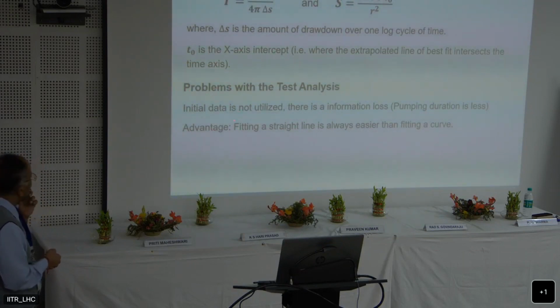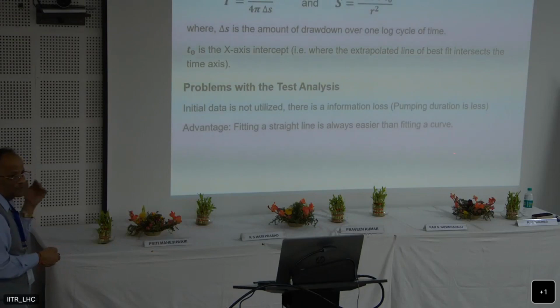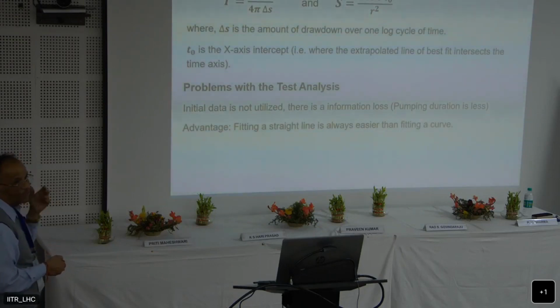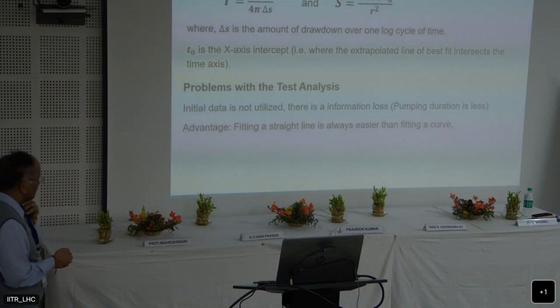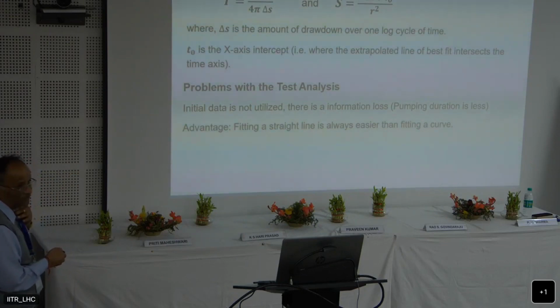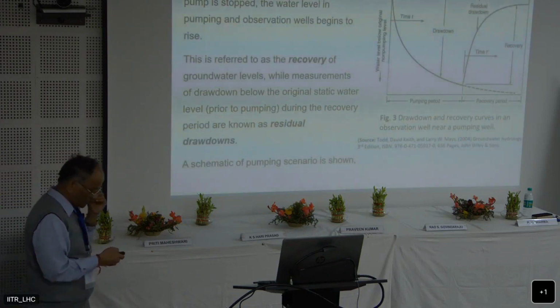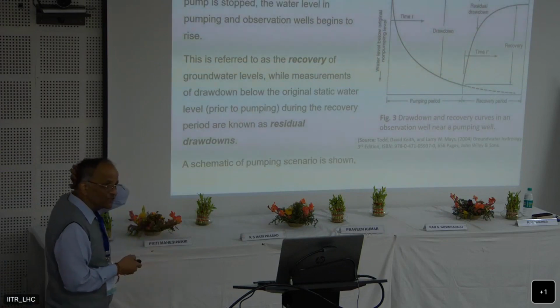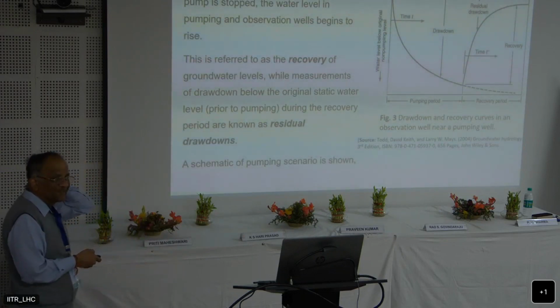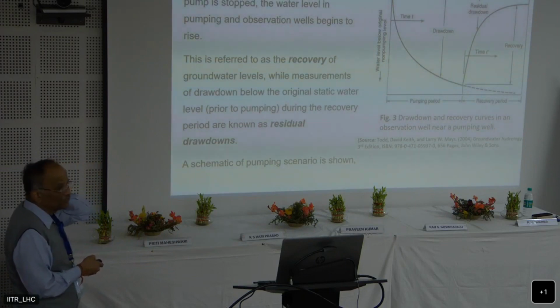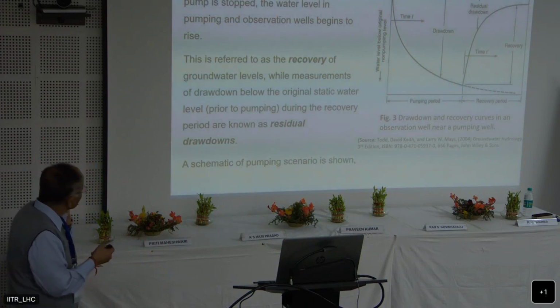The main drawback of this is that initial data is not utilized, so there is an information loss. The advantage is it is simple to do, because you are fitting just a straight line as compared to curve matching, which we do in the type curve analysis. Even though this is very simple, the values we get from this Cooper-Jacob test are not as accurate as those from the type curve analysis. The type curve analysis we will see later.